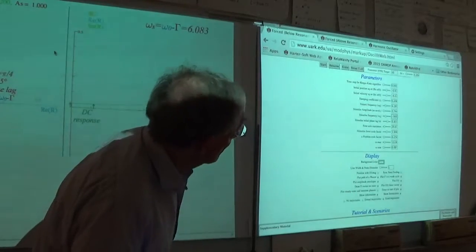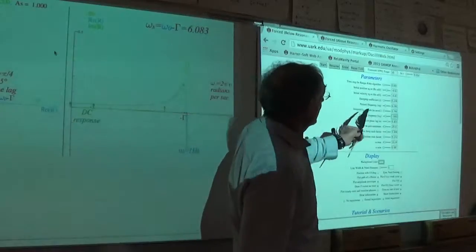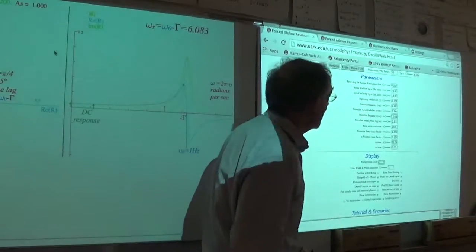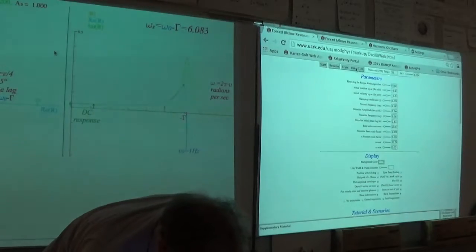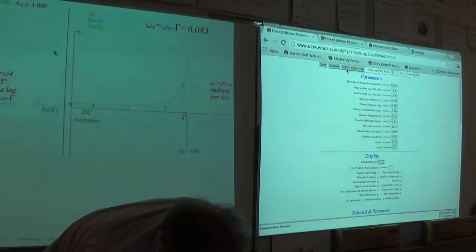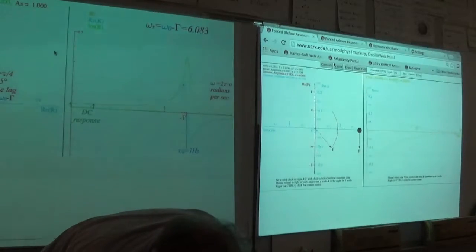083. Okay, stimulus frequency, compared with the natural frequency, which is 6.283. Okay, so that should work. Let's see what happens here. Reset to t equals 0. Resume. Okay.